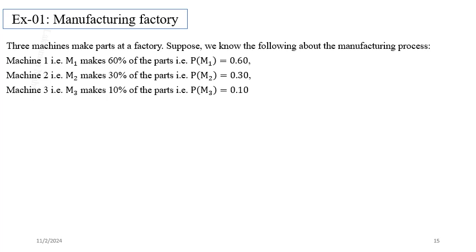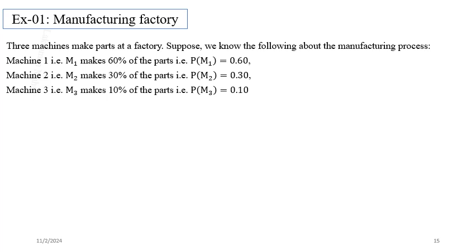So one example here, we are taking a manufacturing factory. Three machines make parts at a factory. If you talk about an automobile factory, like for a bike, it is not that one machine will produce every piece of equipment of the bike. One machine is producing nuts and bolts, another one is producing wheels, handles and various other things. So different machines are there in a factory in order to produce all the possible parts of an automobile.